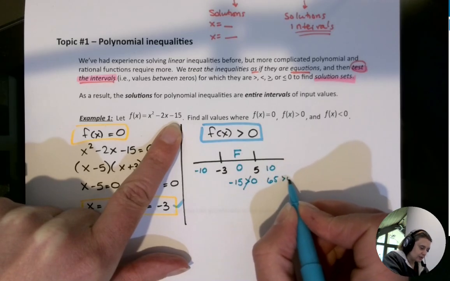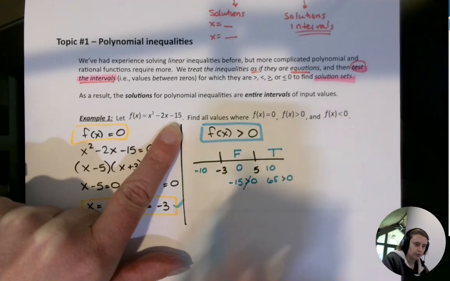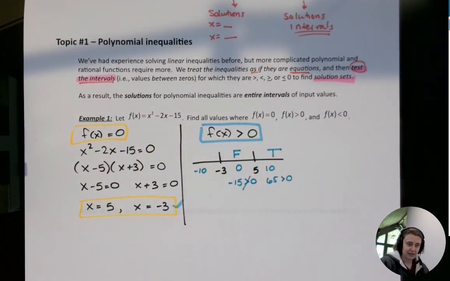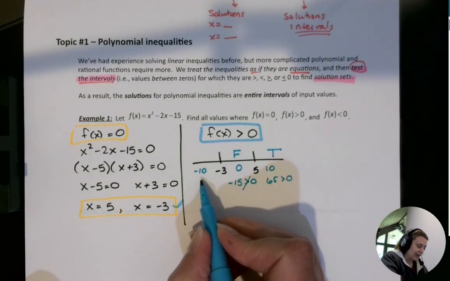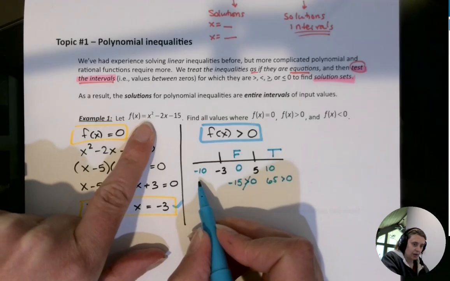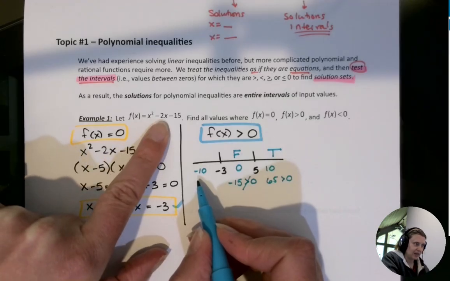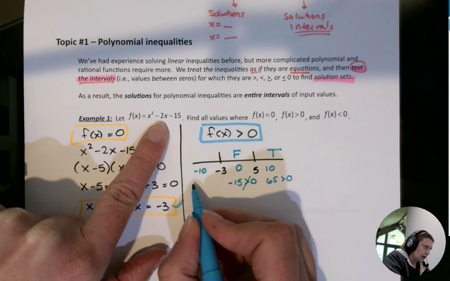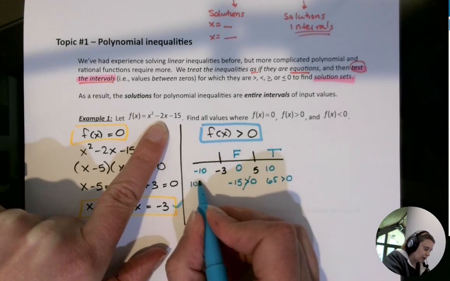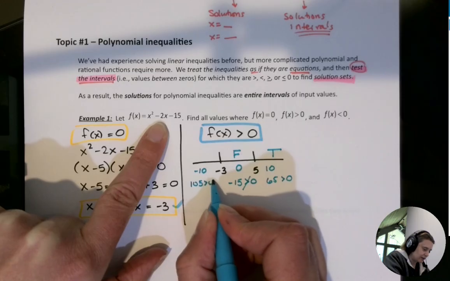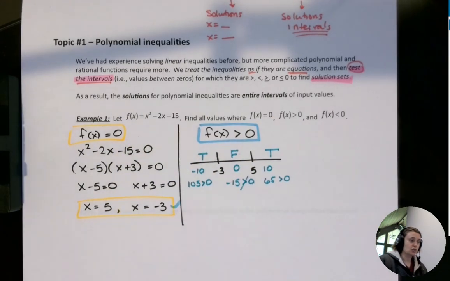and that is greater than 0, so that's true. We can absolutely plug this in on Desmos, it doesn't matter, but 10 was an easy number, so I could do it in my head. We're going to do the same thing for negative 10. Negative 10 squared is 100, minus 2 times negative 10, that's going to be 120, minus the 15, 120 minus 15 is going to be 105. That's definitely greater than 0, so again, that's true.